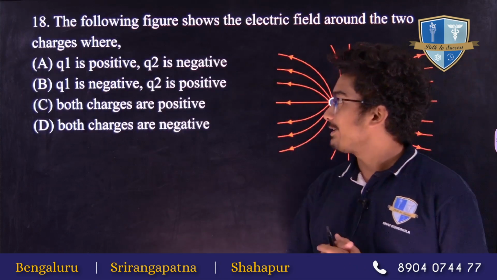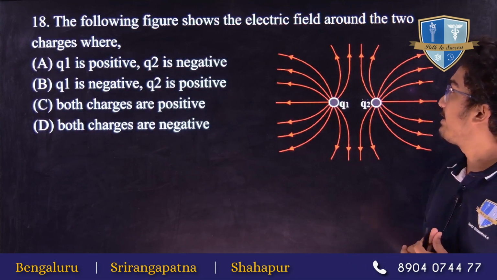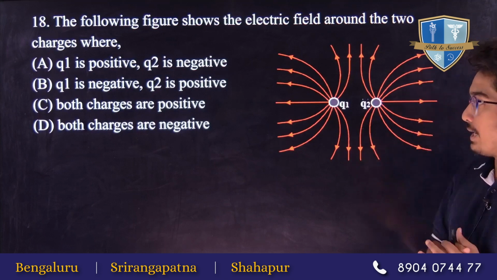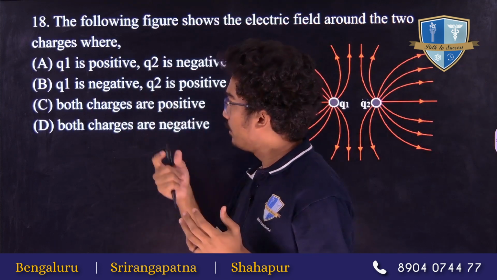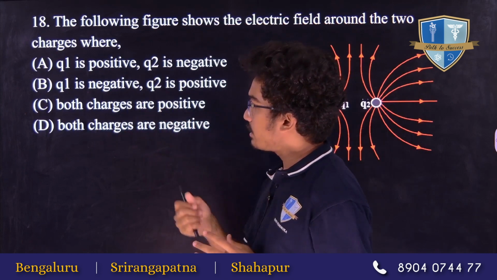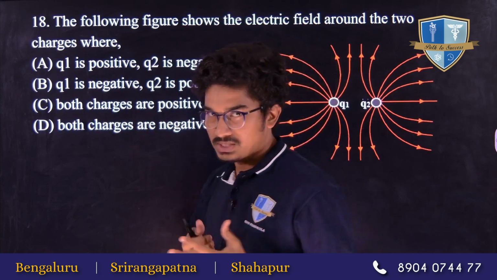So next question is, the following figure shows the electric field around the two charges, where these are our options. Q1 is positive, Q2 is negative. Q1 is negative, Q2 is positive. Both charges are positive or both charges are negative.